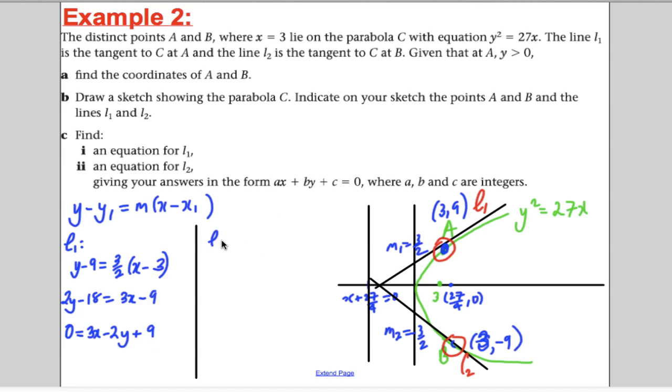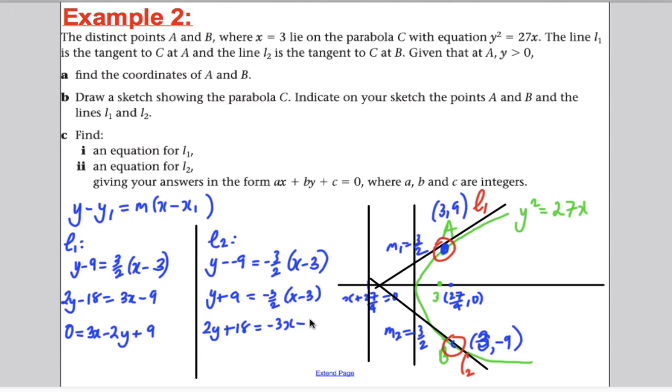The other one here for L2, well, I know that y subtract negative 9, because it's negative 9, would be negative 3 over 2 x subtract 3. So that would be y plus 9 is negative 3 over 2 x subtract 3. Times both sides by the 2 and multiply the minus 3 in the bracket. 2y plus 18 is negative 3x plus 9. Add 3x to both sides, subtract 9.